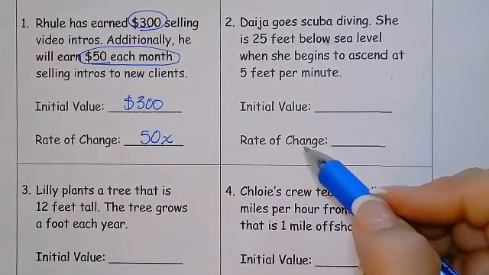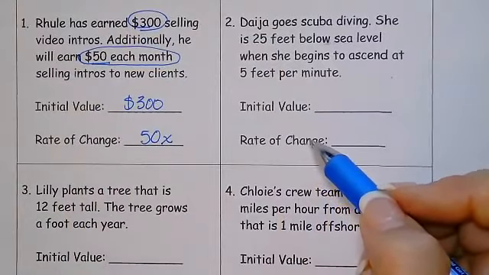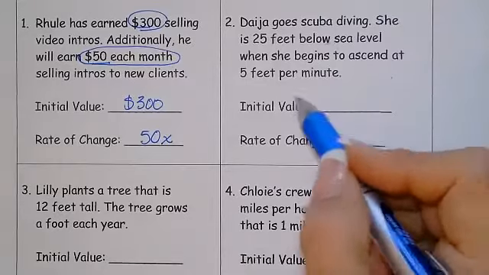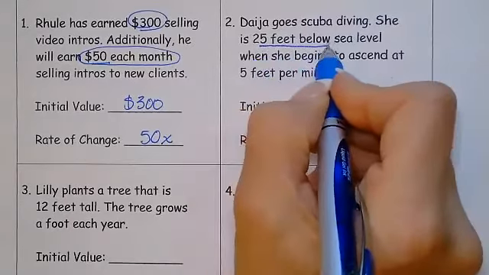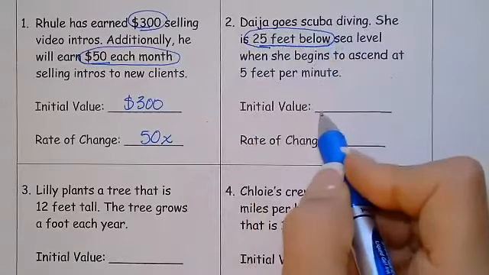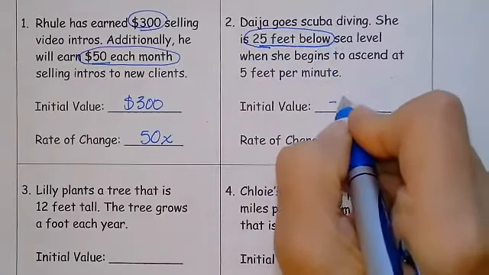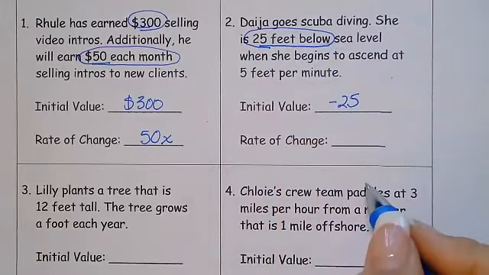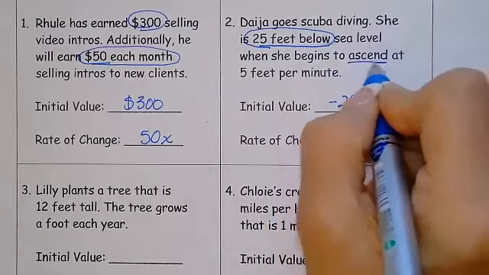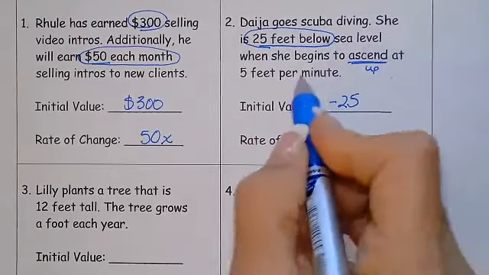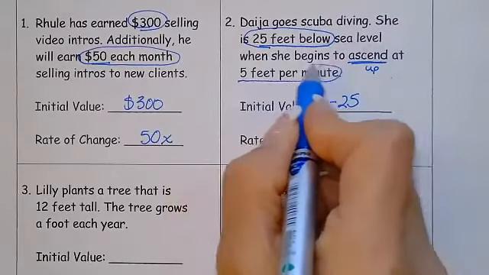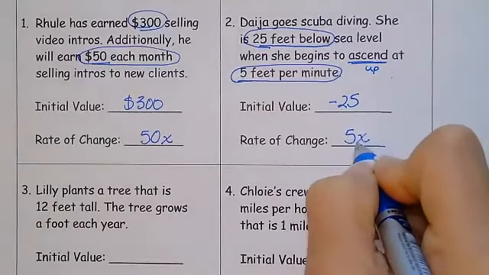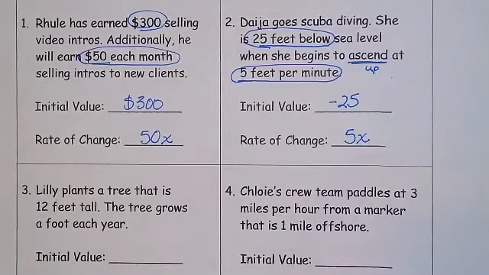Number 2, Deja goes scuba diving. She is 25 feet below sea level when she begins to ascend at 5 feet per minute. So initial value, her starting point, is 25 feet below sea level. So that initial value is a negative 25. It is below sea level. Ascend means to go up. So she's going to go up at 5 feet per minute. So that's an increase of 5 feet per minute. We're going to write it as 5x.